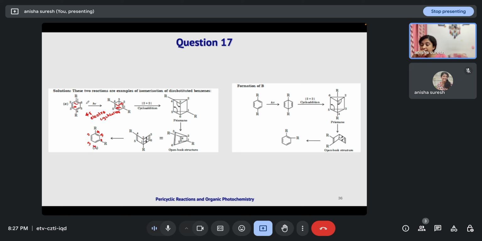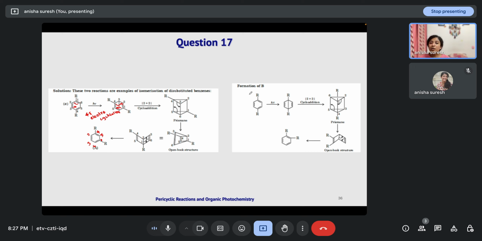So here the first step is crucial, that is electrocyclization. The electrocyclization is taking place between these two carbons. Then it will be going through this intermediate, which will lead to a 2 plus 2 cycloaddition, leading to formation of this prismane. And once the prismane opens, it will give an open book structure like this, and this 1,2 bond will be breaking, leading to formation of the benzene again. So now the substitution has shifted to the meta position.